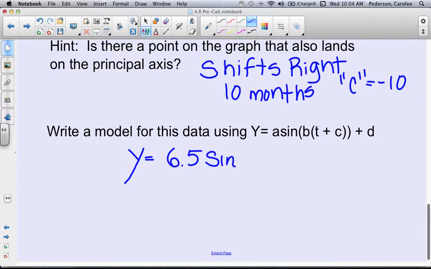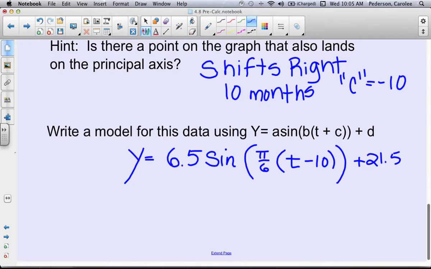We constructed the sine function. The B was found from the period. We found the B to be pi over 6. The T is our variable. We shifted 10 months to the right for its first revolution, so minus 10. And then we shifted 21.5 degrees up on the principal axis, so that's 21.5.